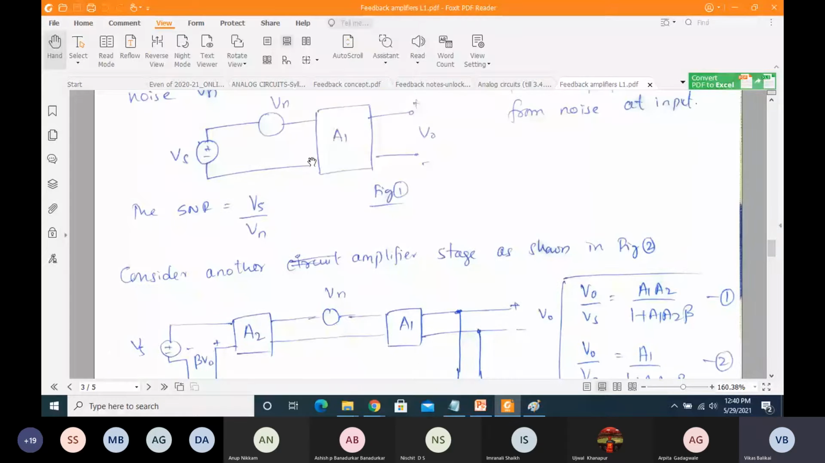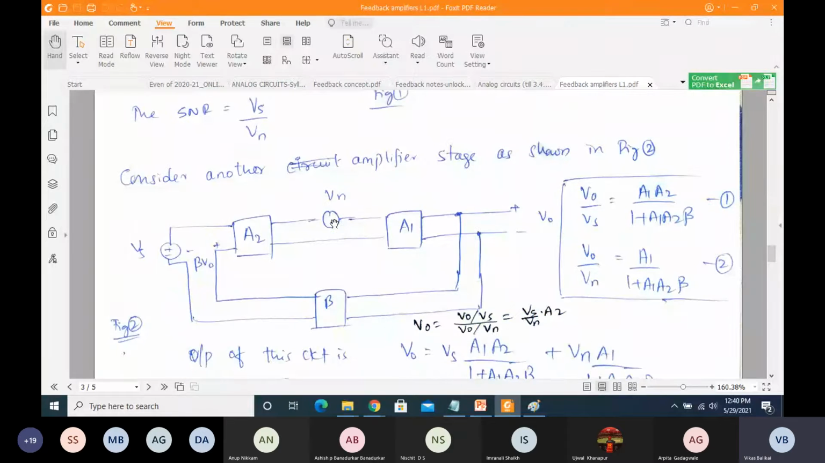Earlier I had only one amplifier stage. Now let's try to attach one more stage behind this. If I attach one more stage, noise is getting added to the first amplifier stage over here, and behind it there is another amplifier with gain A2. Now this entire thing is attached in the feedback form with a feedback factor beta. So the entire thing I am making a feedback setup, or feedback amplifier configuration.